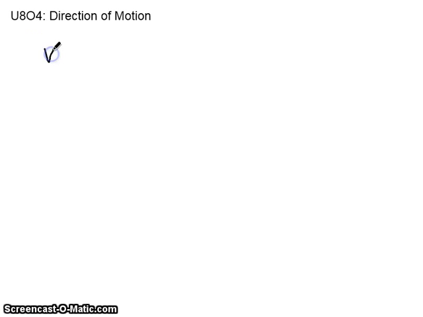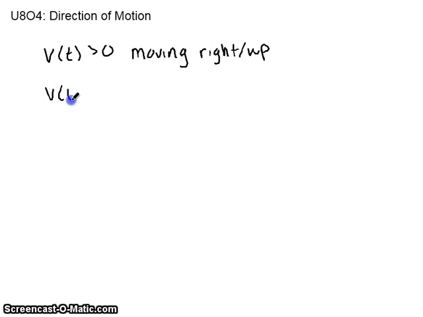if velocity is positive, we are moving right or up, depending on if we're on the x-axis or the y-axis, and if velocity is less than 0, we are moving left or down, depending again on which axis we are talking about. So positive velocity, we're moving right or up. Negative velocity, we're moving left or down.